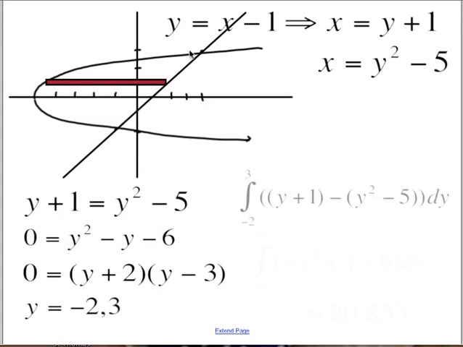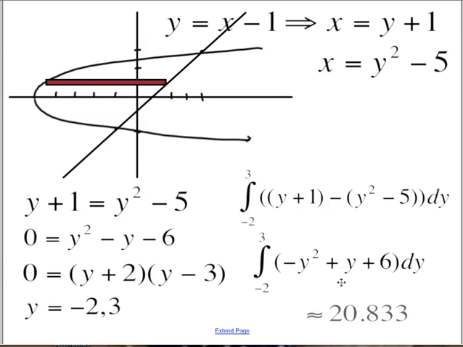And my greater function is the line, because that's the one that's on the right. So y plus 1 minus my lesser function is the sleeping parabola. Then I'm going to combine like terms. And when I evaluate this, you guys would find the antiderivative by hand. You would get approximately 20.833. So it is the same value of the area that we found in a previous problem, but now we just have a line and a sleeping parabola.